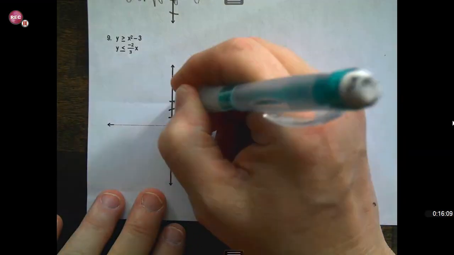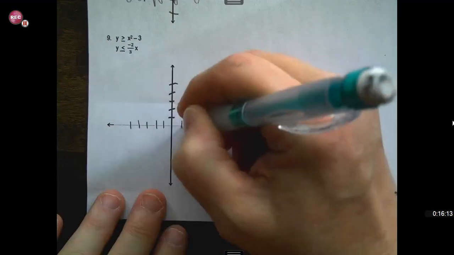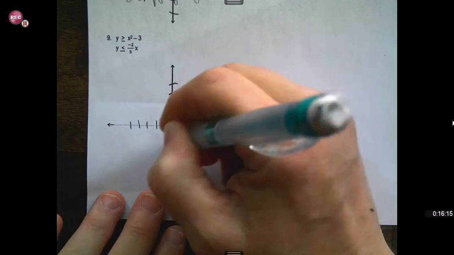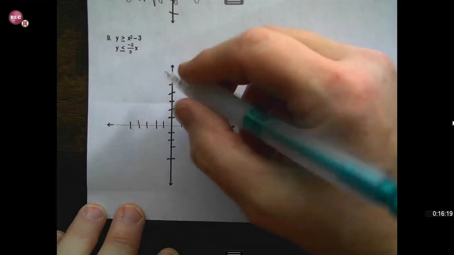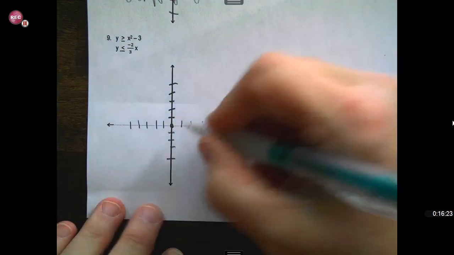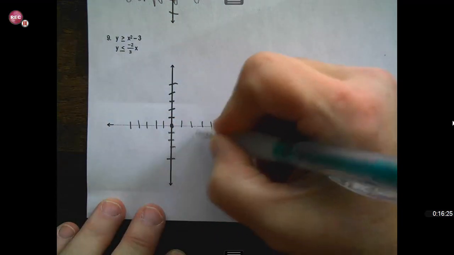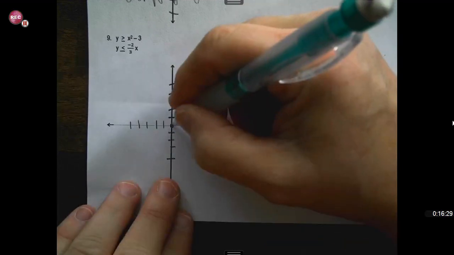now we're going to graph a parabola and a line and see where those graphs overlap. So the line intercept is at 0 and the slope is negative 2/3. So I'm going to go down 2 and run 3. And that is going to be a solid line.